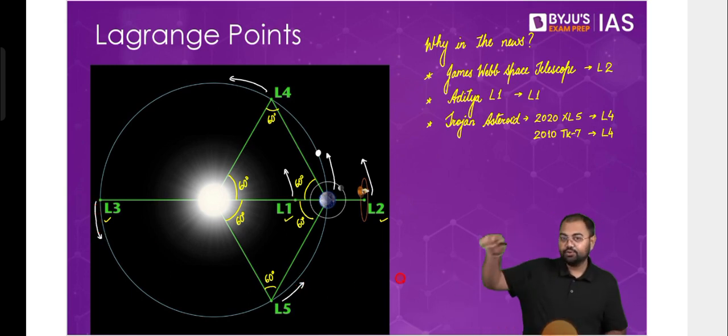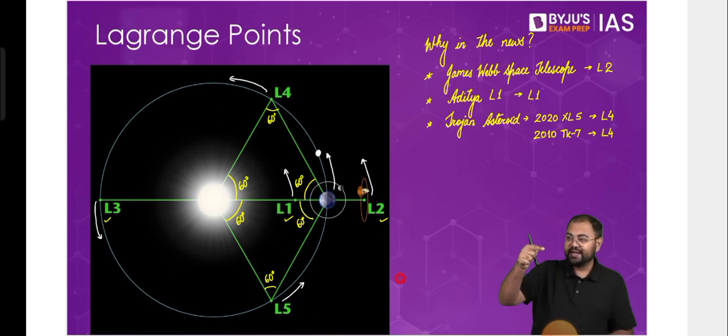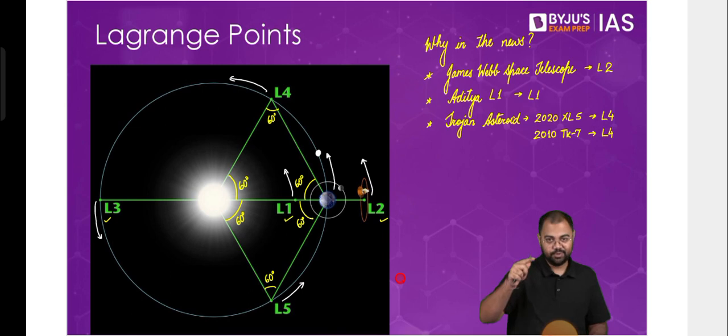So it's not as if L1 is going to move around the earth. L1 is a fixed point in this rotating system, and Aditya L1 is going to be hovering around that particular point. It will remain at that particular point. So just remember this.